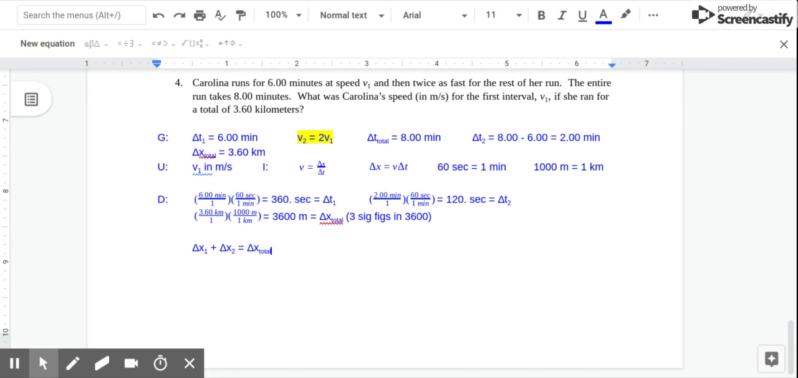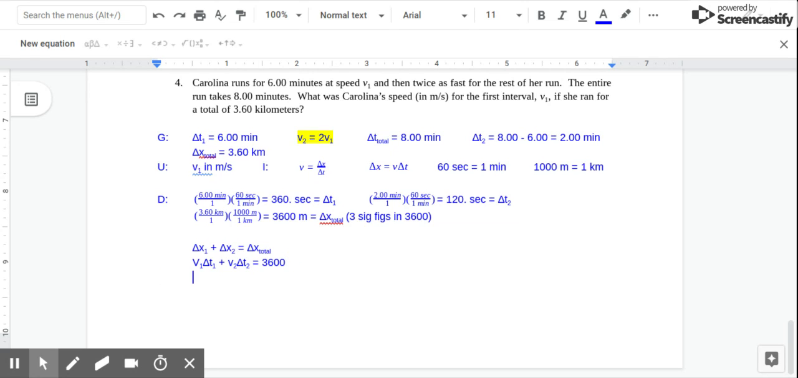So we know from up above that change in x equals v times change in t. So I'm going to come down here, and instead of change in x1, I'm going to write v1 change in t1. Then I'm going to add, instead of x2, v2 change in t2. And instead of change in x total, I'm going to put 3,600 meters, because that's how many meters it is.